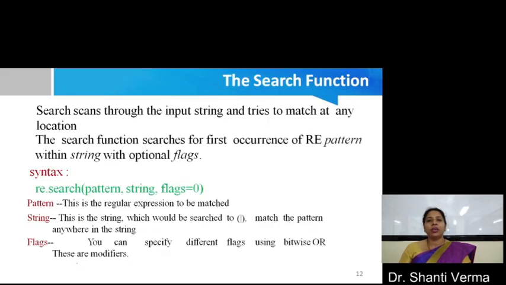Now, what is a search function? Basically, a search function scans through the input and tries to match any location. This search function searches the first occurrence of the RE pattern within the string with the optional flag. The syntax for the search is re.search, then pattern, string, and then flag. The string is the string which would be searched and matched with the pattern anywhere in the string, and for flag you can specify different flags using the bitwise OR; there are different types of modifiers.